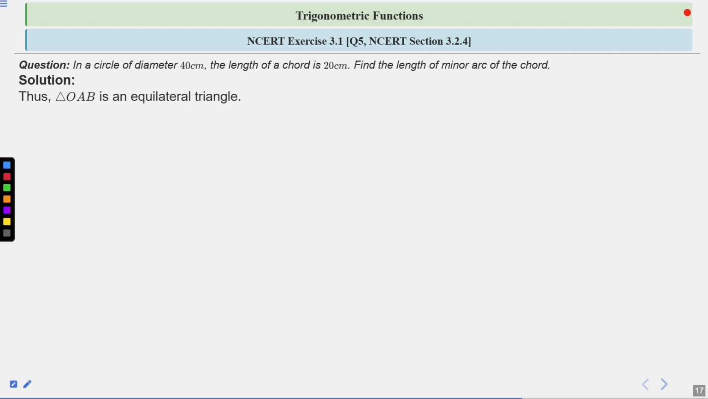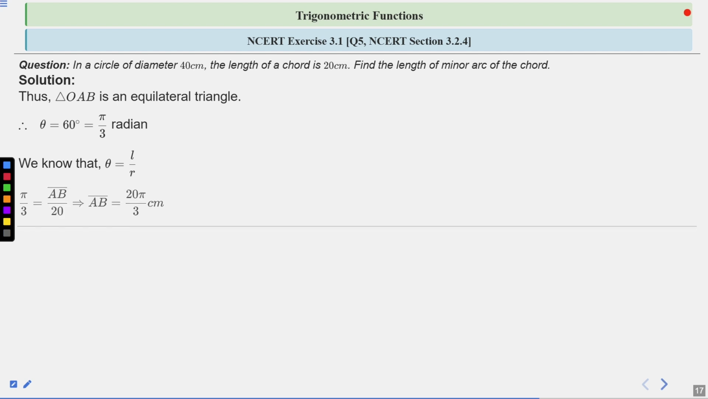Thus, triangle OAB is an equilateral triangle, right? Therefore, theta is equal to 60 degree, which is equal to pi by 3 radians. Now we know that theta is equal to L by R.